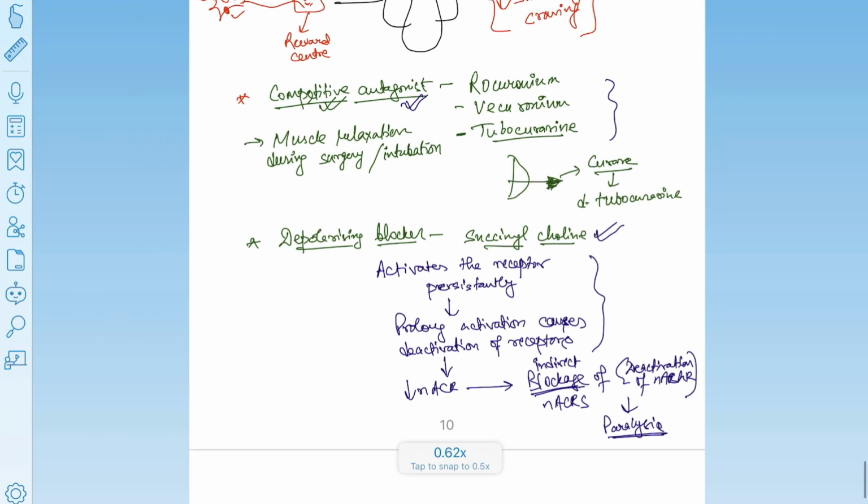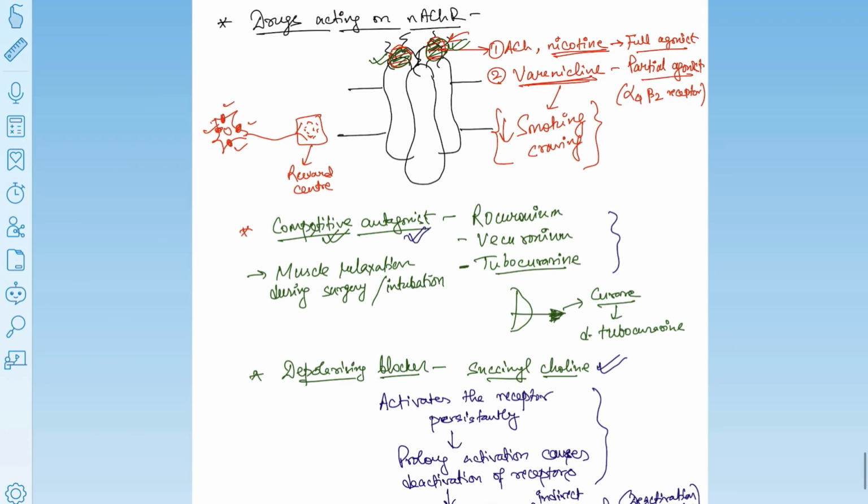So this was all about the drugs involved in activating or even inhibiting the nicotinic acetylcholine receptors. I hope you enjoyed this topic, and from the next lecture part, we will talk about muscarinic receptors in detail.